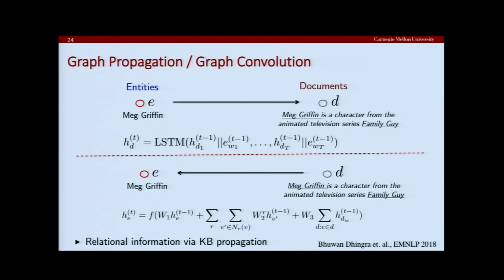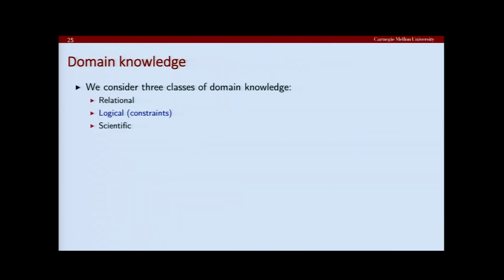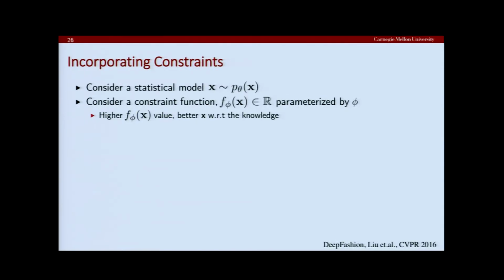Okay? Now, let me spend a little bit of time talking about, we've talked about relational structures. How can we incorporate logical information or perhaps constraints into our models? So imagine that I have some statistical model. You can think of it as, let's say, a generative model, or maybe you can think of it as a classification model. This is what we have here.